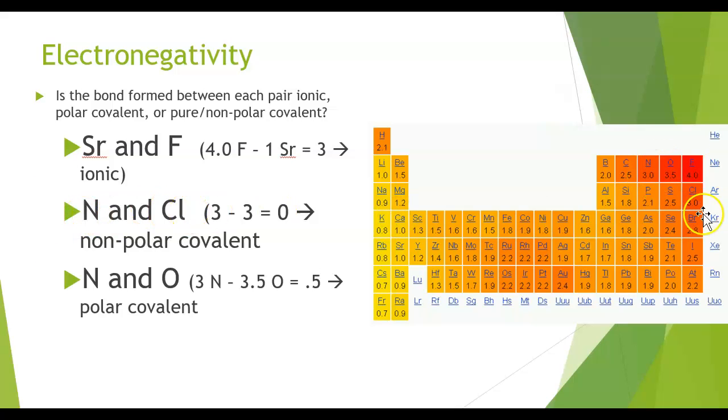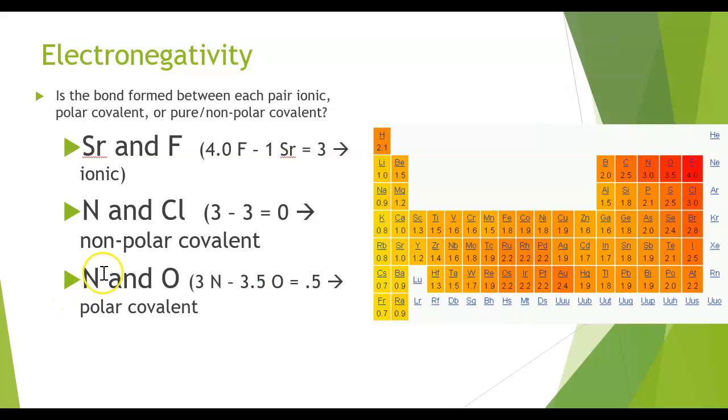So nitrogen is 3, chlorine is 3, so this would be a nonpolar covalent bond because they're sharing evenly. And then we have nitrogen, which is 3, oxygen, which is 3.5, so they would have a 0.5 difference, so they would be a polar covalent bond. Now, if we look at these, we can also talk about which side would be positive and negative.